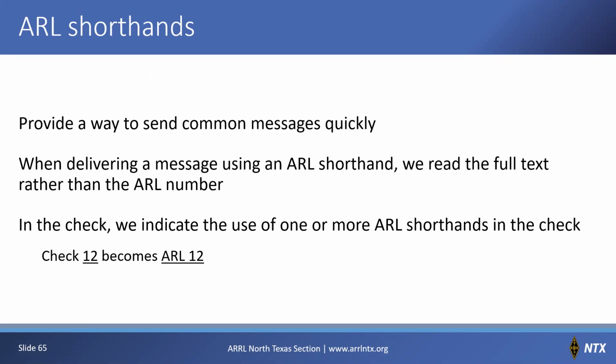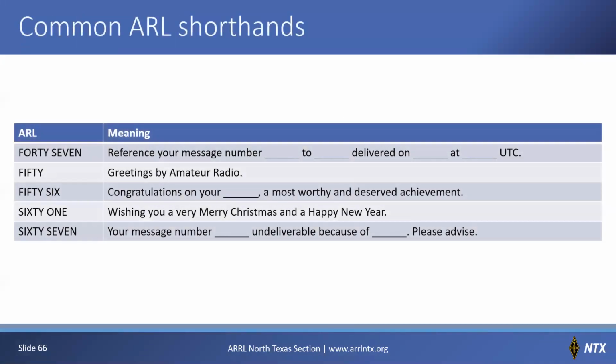And again, remember the check becomes ARL and then whatever the number is if we use one of these. Here are the more common ones we'll see. ARRL 50, greetings by amateur radio. ARRL 56, congratulations on your fill in the blank, a most worthy and deserved achievement. We have a couple for the servicing. So I delivered your message at this date and time is 47. And if I couldn't deliver it, it's 67. And you'll notice at the end of 67, it says, please advise. Yeah, you're not going to get any advice. That message will just be done. But that's what's in there.